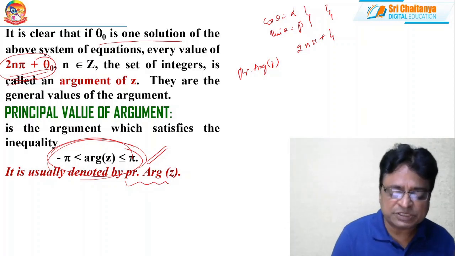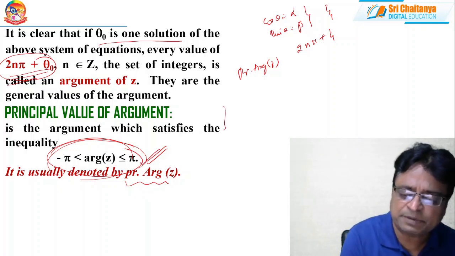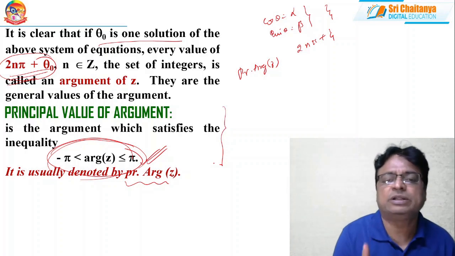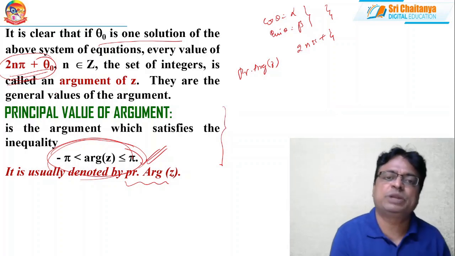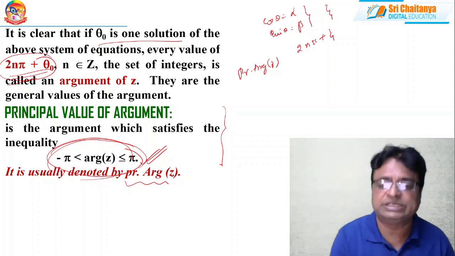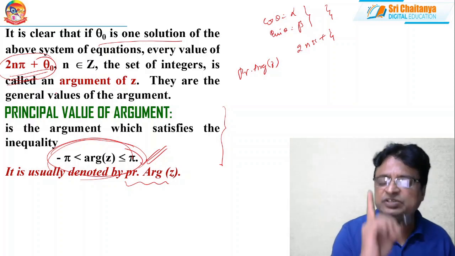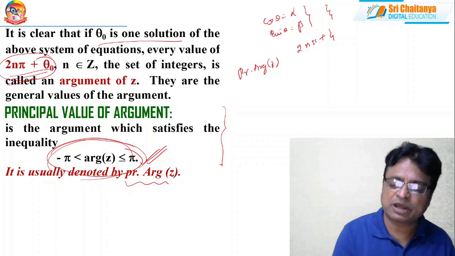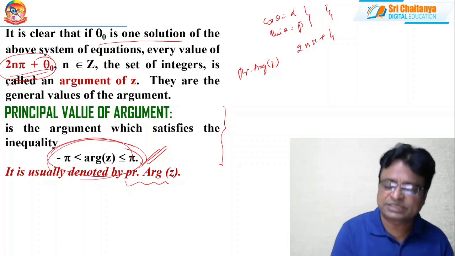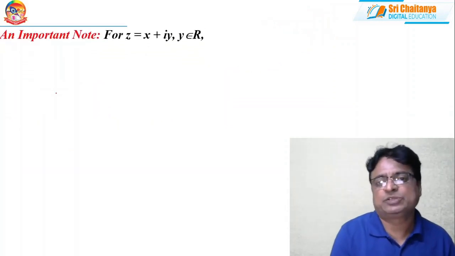So what is the principal argument? If the argument lies between minus pi to pi, this is very, very important, then only we call that argument the principal argument. And what is the general value? That is 2n pi plus theta. That is called the argument. So there is a difference between argument and principal argument. Principal argument is always unique, whereas argument need not be. The principal argument of the complex number, if it exists, is unique, whereas argument need not be. Okay, that is about principal argument and argument.